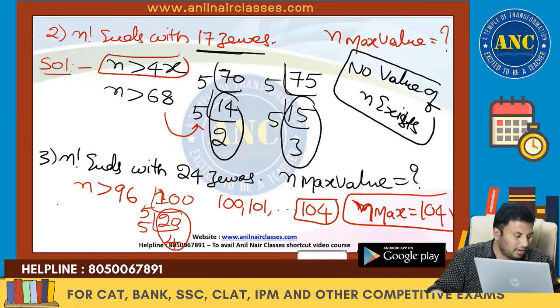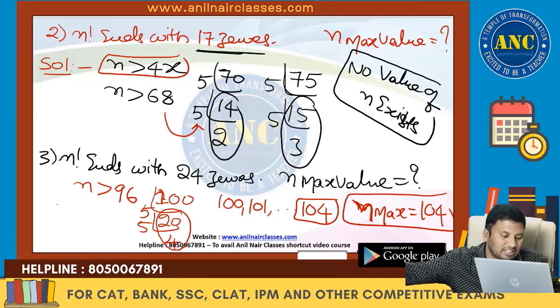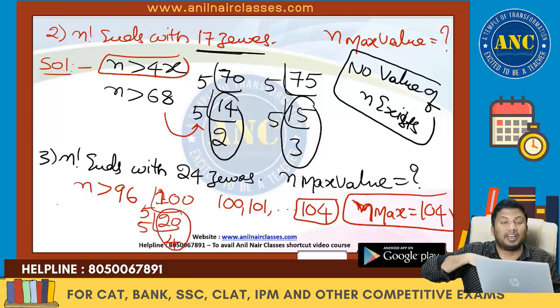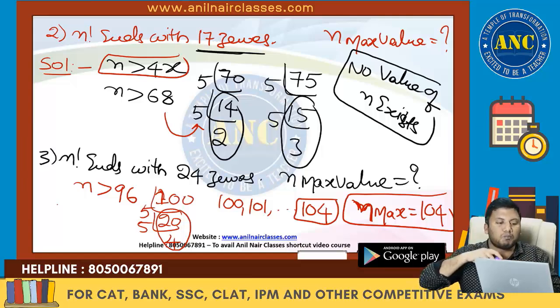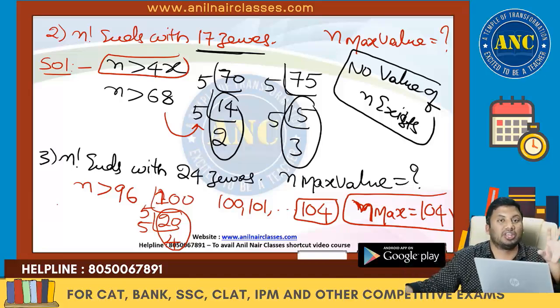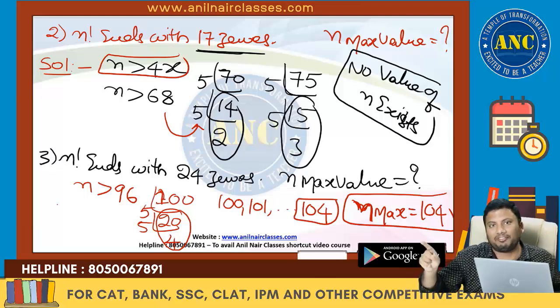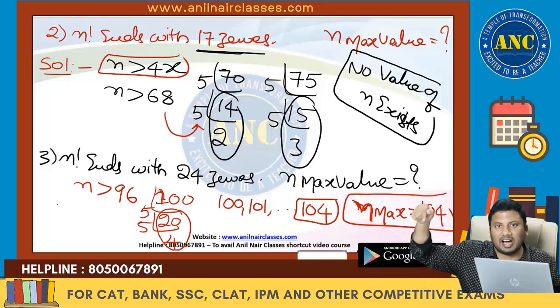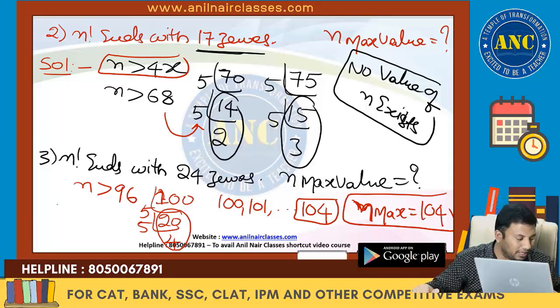I hope the concept is clear. We have to take the power of 5. The number of zeros at the end is nothing but the power of 10. 10 is a composite number, derived from two prime numbers, 2 and 5. Power of 5 will give you less powers compared to power of 2. That is the reason attention is on power of 5. I hope it is clear.